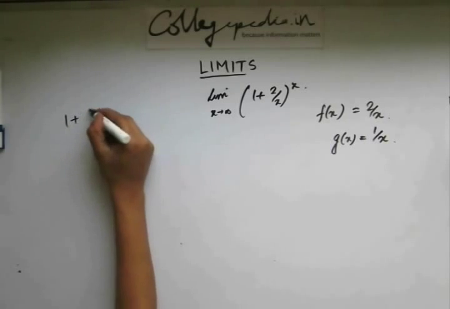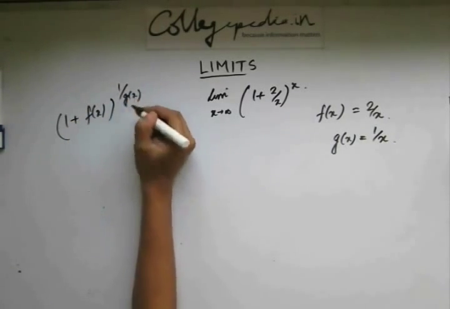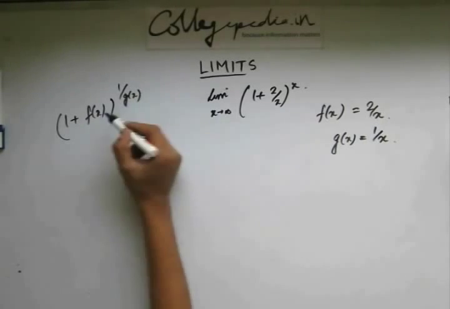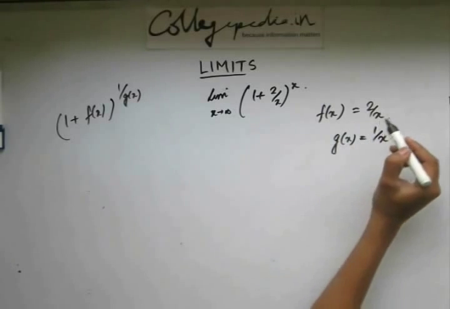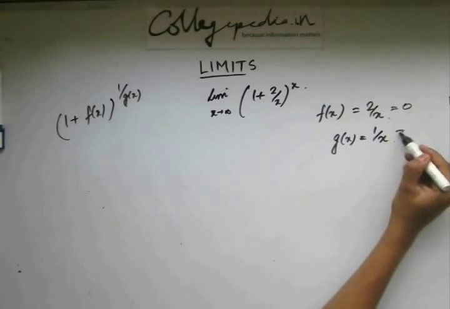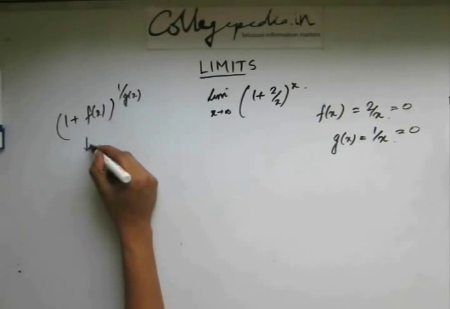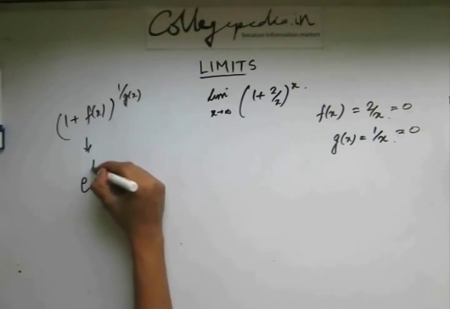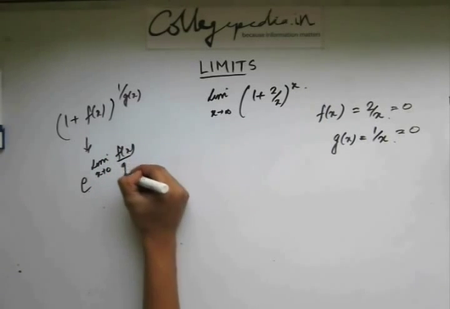My standard form was 1 plus f x to the power 1 by g x, and 1 by g x is x here, so g x is 1 by x, f x is 2 by x. So f x you can see is approaching 0, g x is also approaching 0. So these are the standard form. Now what I said, this limit can be evaluated as e to the power limit x approaches a of f x by g x.